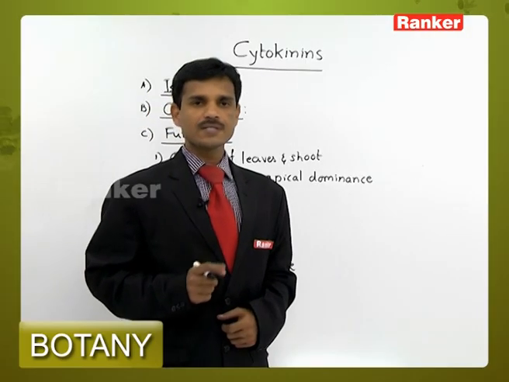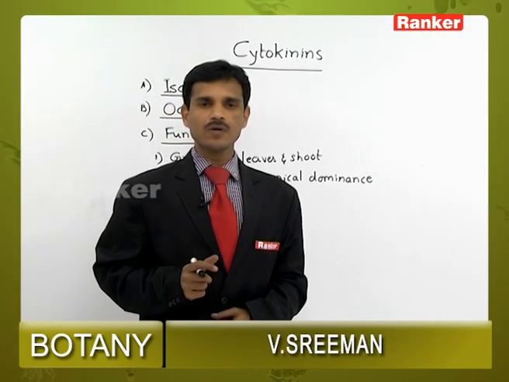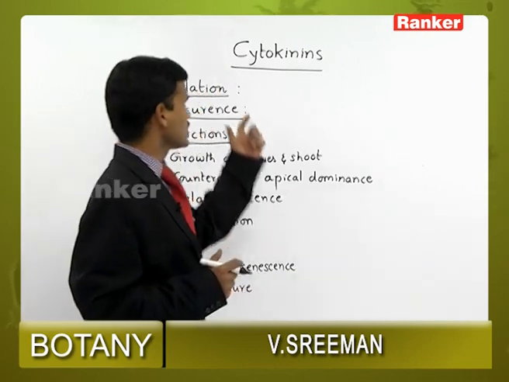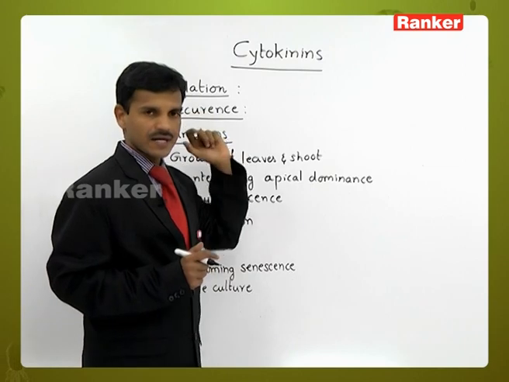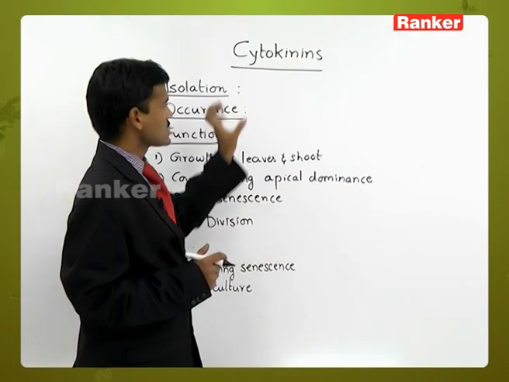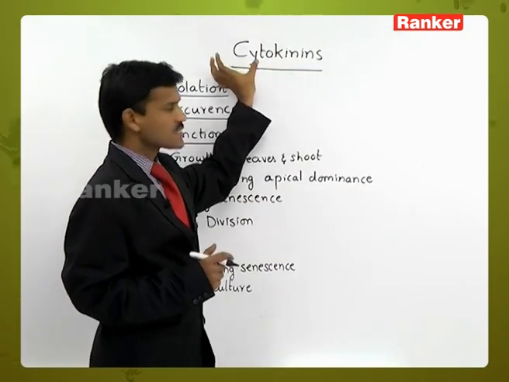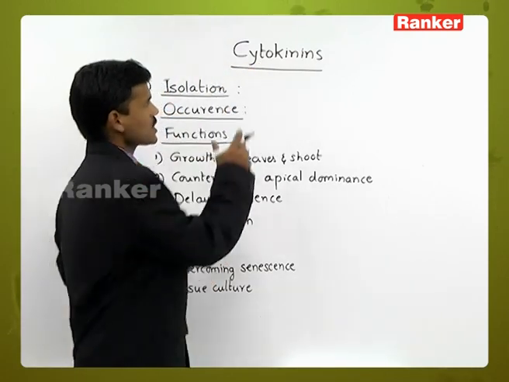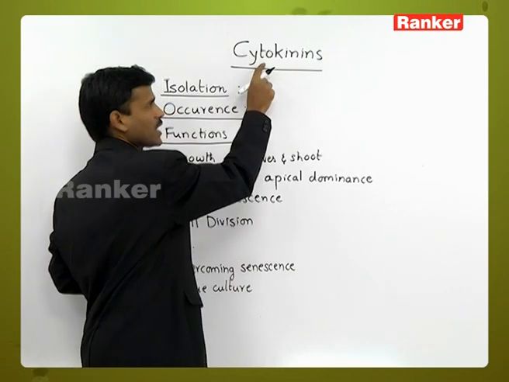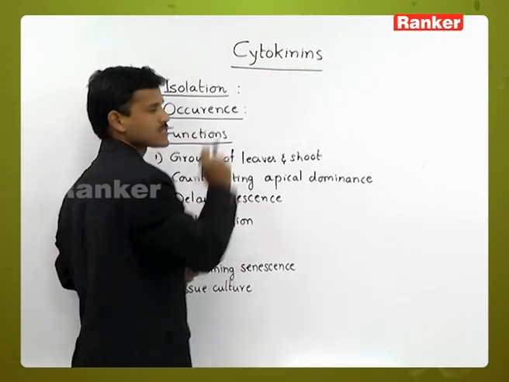Let us discuss cytokinins, one more plant growth promoter. Here cyto means cell, and kinins come from kinesis, meaning cell division. Some hormones participate in cell division, which is why they are named cytokinins.